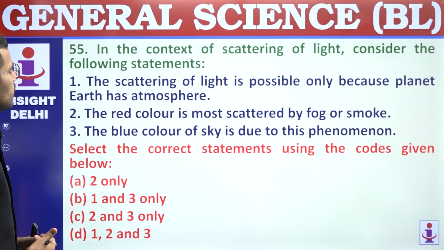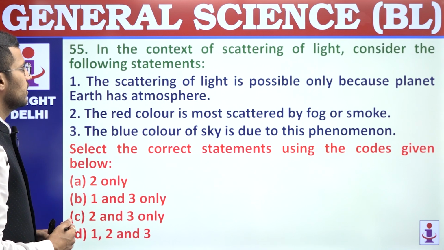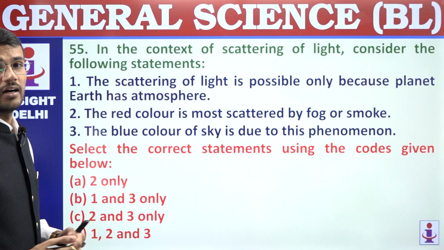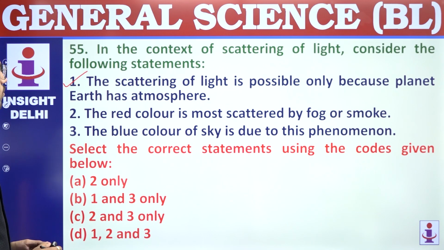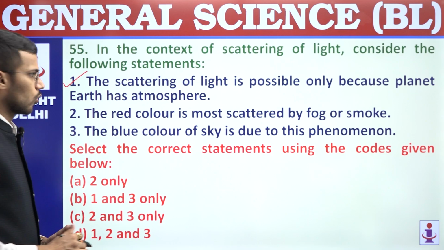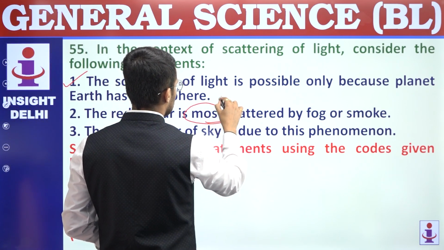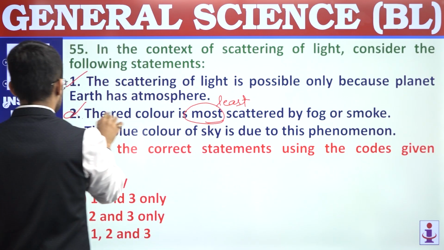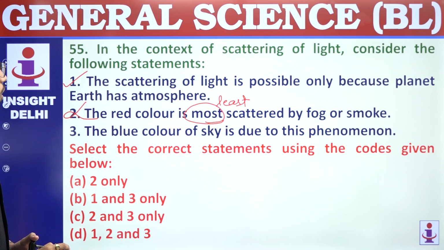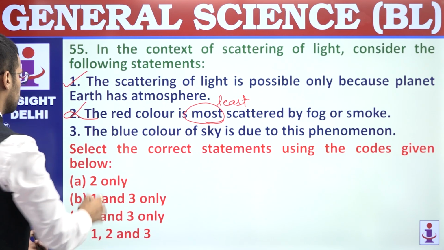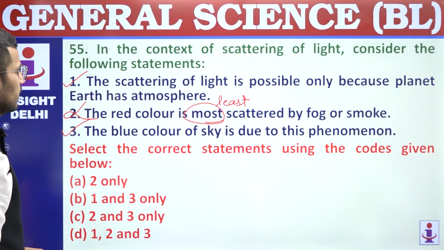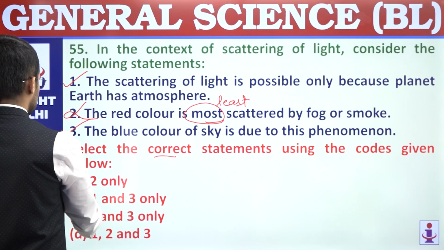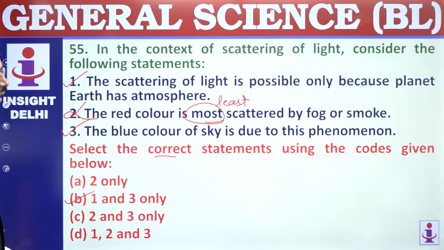Next, 55. In the context of scattering of light, consider the following statements. First, the scattering of light is possible only because planet Earth has an atmosphere, right? So, this statement is a correct statement. Second, the red color is most scattered by fog or smoke. It is not most scattered, it is least scattered, and that's why the second statement is incorrect. Third, the blue color of the sky is due to this phenomenon, right? So the blue color of the sky is the result of scattering of light. So first and third statements are correct. We are supposed to find out correct statements only, hence the answer should be B, 1 and 3 only.